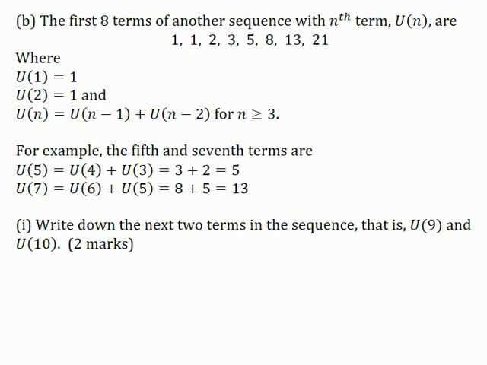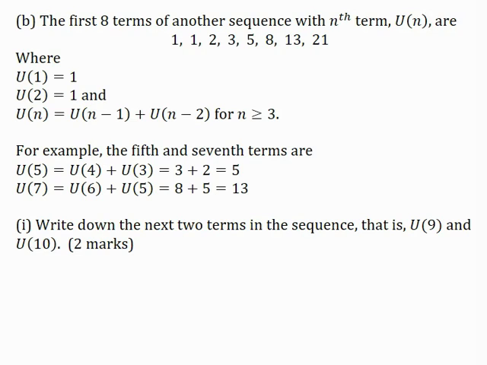Part B. The first 8 terms of another sequence with nth term u of n are 1, 1, 2, 3, 5, 8, 13, and 21, where u of 1 is equal to 1, u of 2 is equal to 1, and u of n is equal to u of n minus 1 plus u of n minus 2 for n greater than or equal to 3. For example, the 5th and the 7th terms are u of 5 is equal to u of 4 plus u of 3, which is equal to 3 plus 2, which is 5. u of 7 is equal to u of 6 plus u of 5, which is equal to 8 plus 5, which is equal to 13.